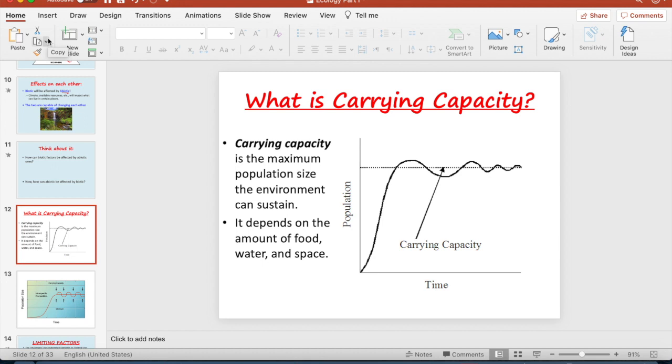The things that cause population to stop growing would be the amount of food, water, and space. So let's say you have a fish tank, only so many fish can live in that fish tank. If you overcrowd it, they're not going to be able to swim around. They're not going to be able to eat because there's not enough food in there. The tank size itself is going to limit how many fish you can have in that fish tank. And that's what we're going to be talking about today.